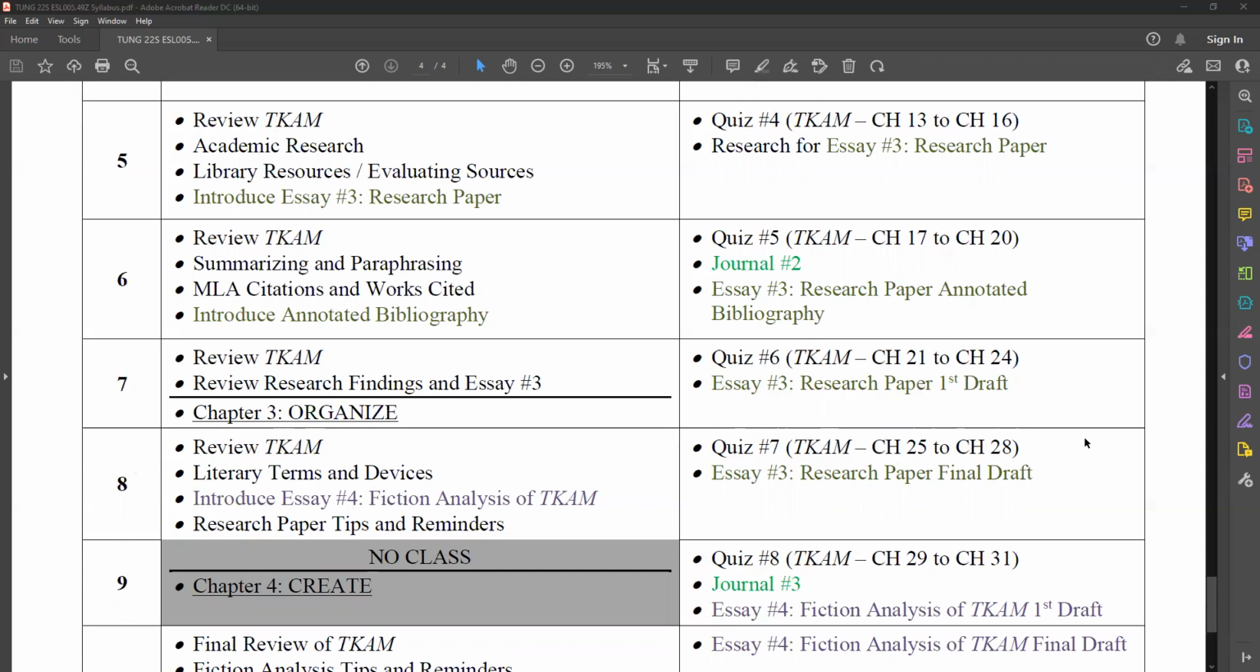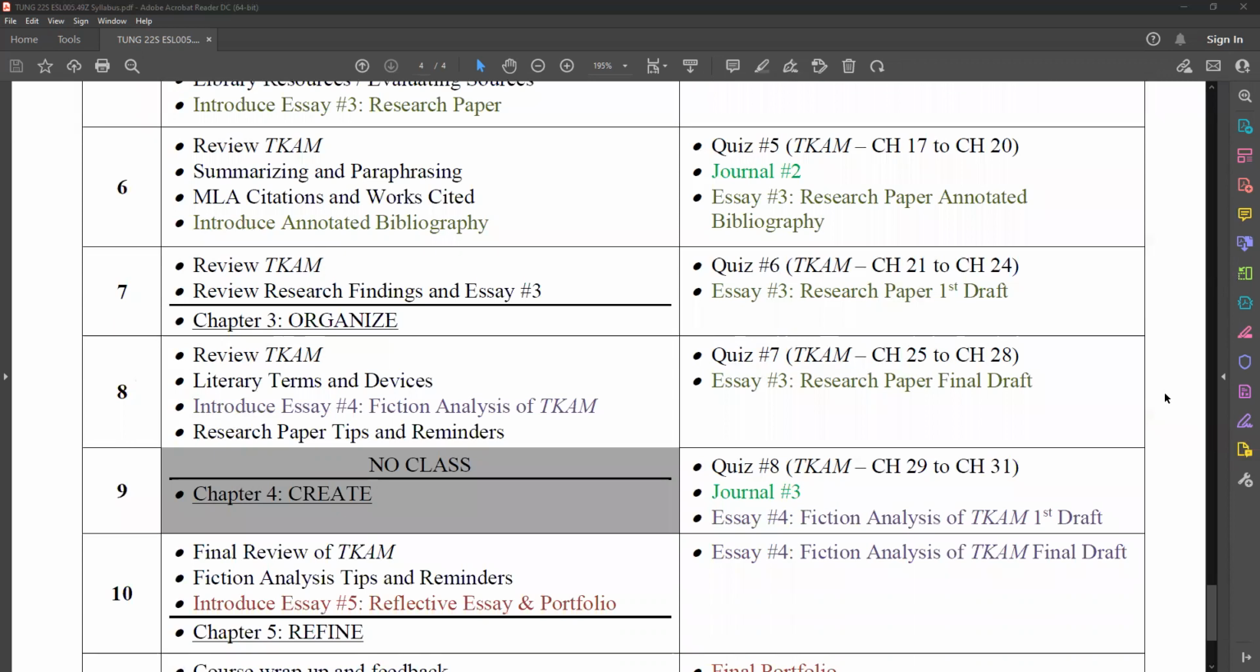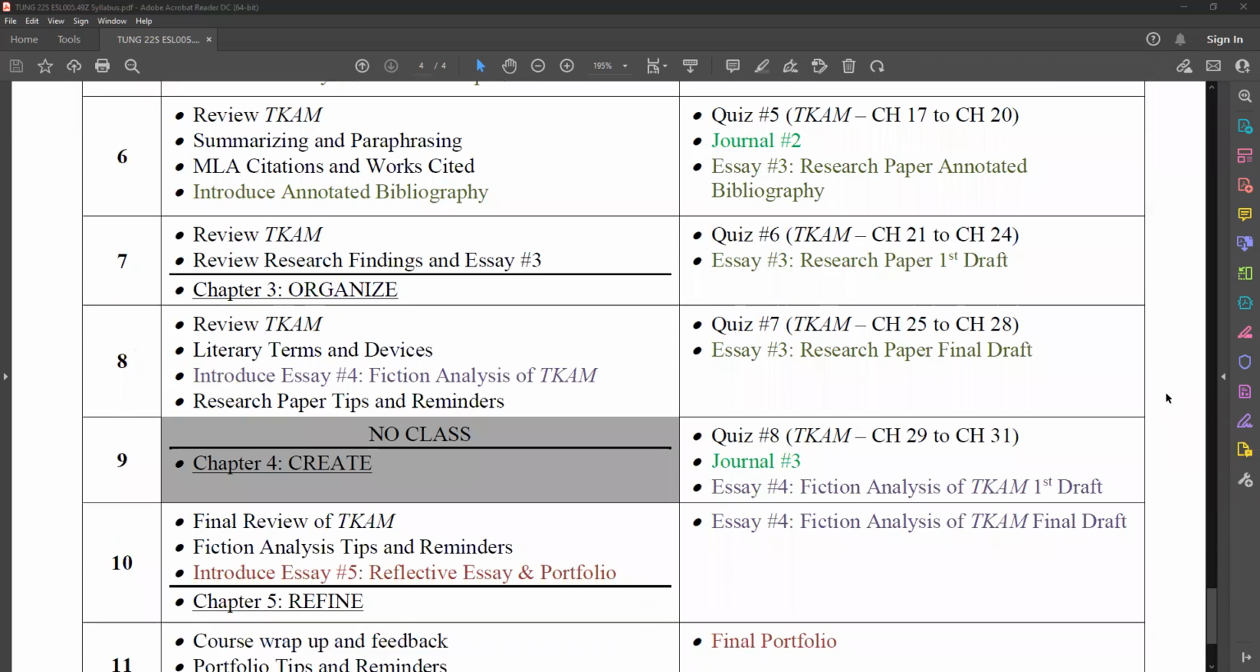So we'll introduce the research paper for week 5. Make sure you do the research for the research paper so that in week 6, we'll talk about summarizing, paraphrasing, and citations. We're excited. We'll review that. And we'll talk about something called an annotated bibliography. I don't know if you've done this before, but this is more than just a works cited. And I'll talk about that. So that'll be homework for week 6, including quiz 5 and journal 2.